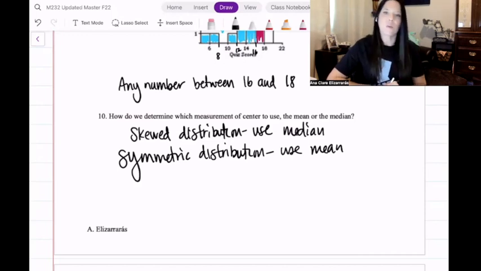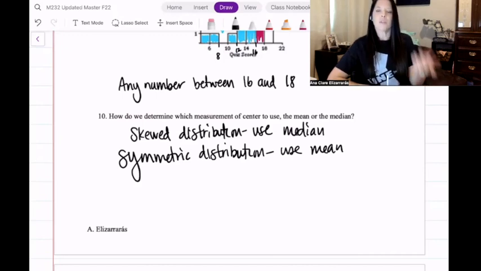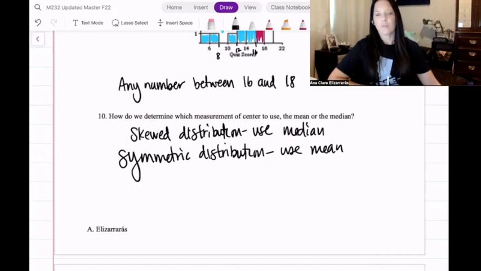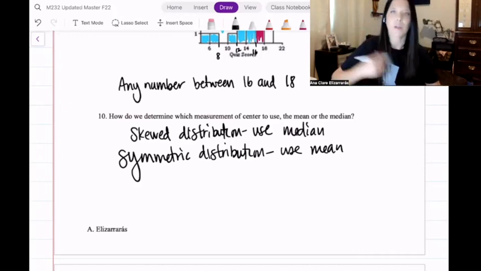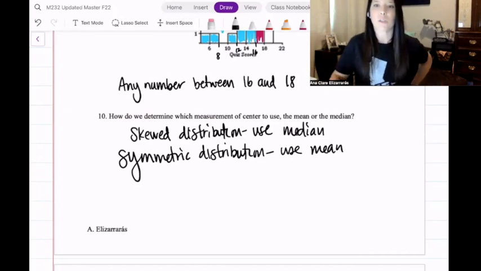I guarantee you this is going to be a question you would see on a test. Which measure of center should you use and why? Well, what does my picture look like? Does my distribution look skewed or is it symmetric? That's going to tell you. Those are things that you want to get in your vocabulary. Skewed, I use the median. Symmetric, I use the mean.